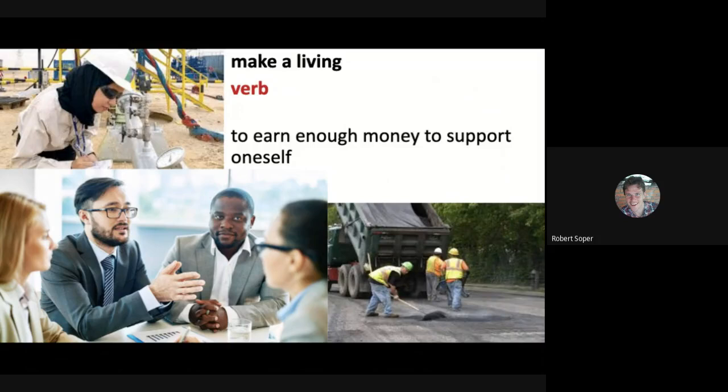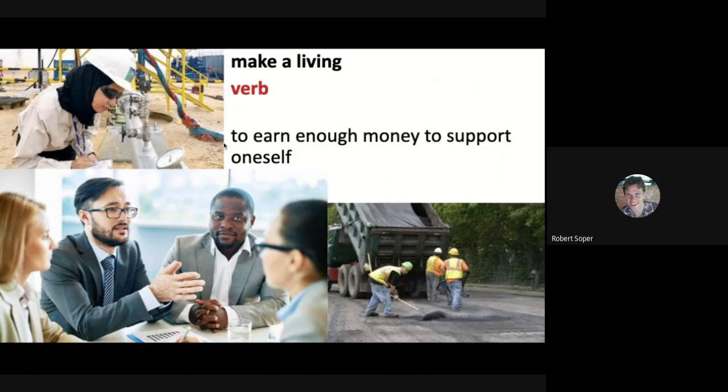Well, I make a living by teaching. Why does that make sense? Well, I earn enough money to support myself by teaching. So, because of the money I earn from teaching, I am able to pay for my food. I am able to pay for my accommodation. So, I'm able to pay my rent. And I'm able to buy things for the people I care about. So, I am able to support myself. So, we make a living from our job.